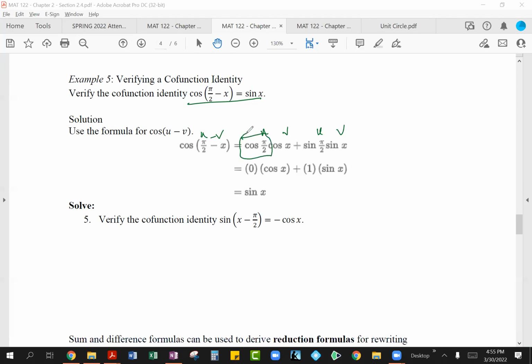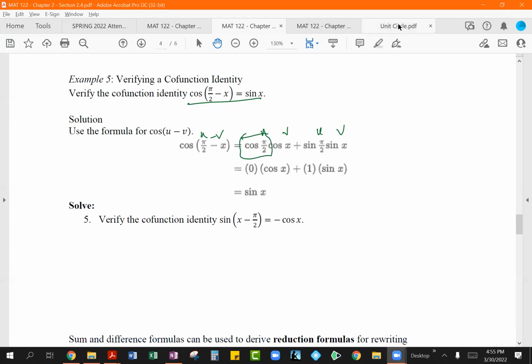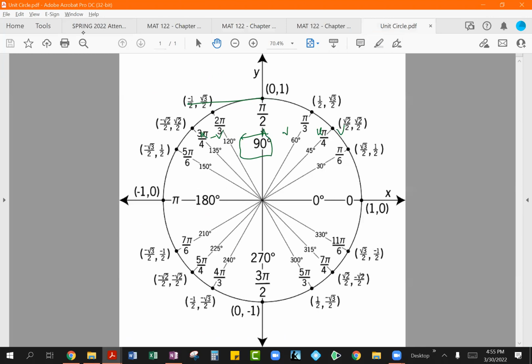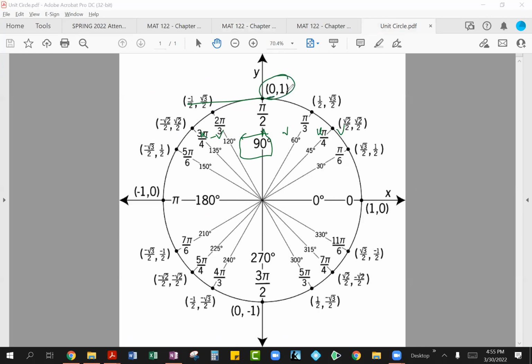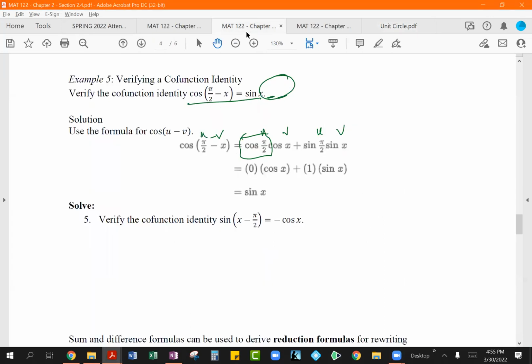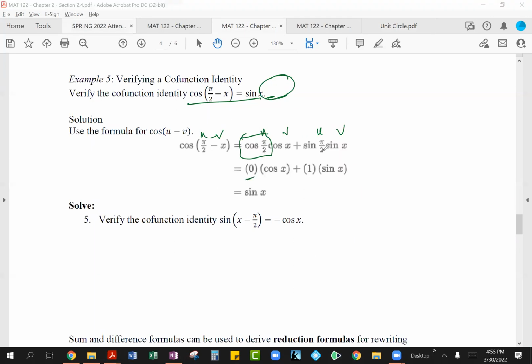So cosine of pi halves, you can get that from your unit circle, because you can see with pi halves, cosine is 0, sine is 1. So when you use that over here, cosine of pi halves gives you 0, sine of pi halves gives you 1. Since this is the generic cosine of x, sine of x, you can't substitute that, but you will see 0 times anything will end up becoming 0. And then you're just left with 1 times sine of x, which comes out to be sine of x. And we can say, yeah, we verified the identity.